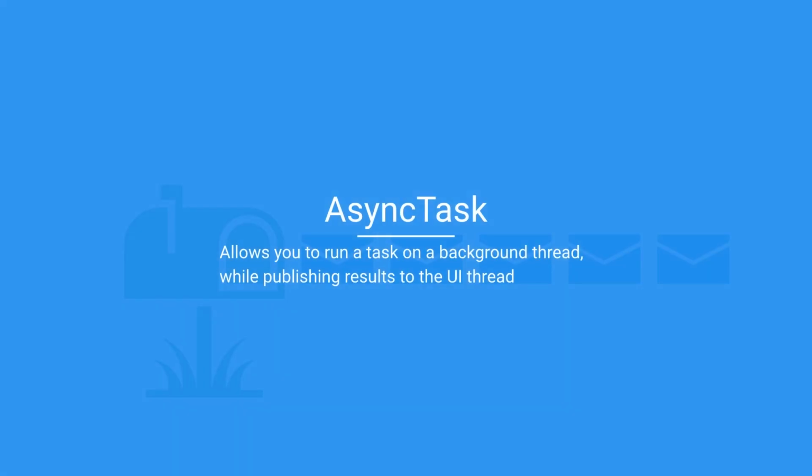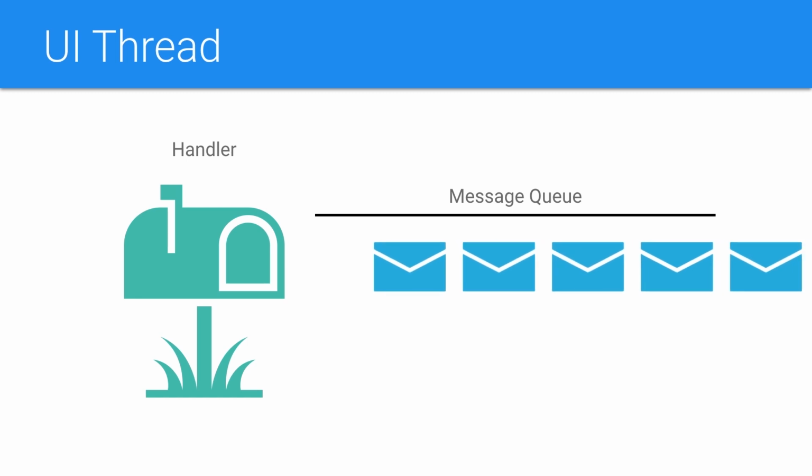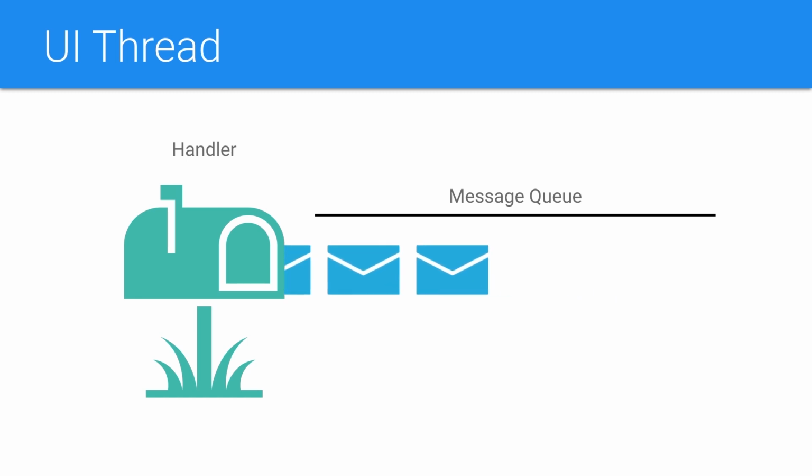AsyncTask allows you to run a task on a background thread while publishing results to the UI thread. The UI thread has a message queue and a handler that allows you to send and process runnable objects and messages, often from other threads. AsyncTask wraps this behavior with a reasonably straightforward interface.